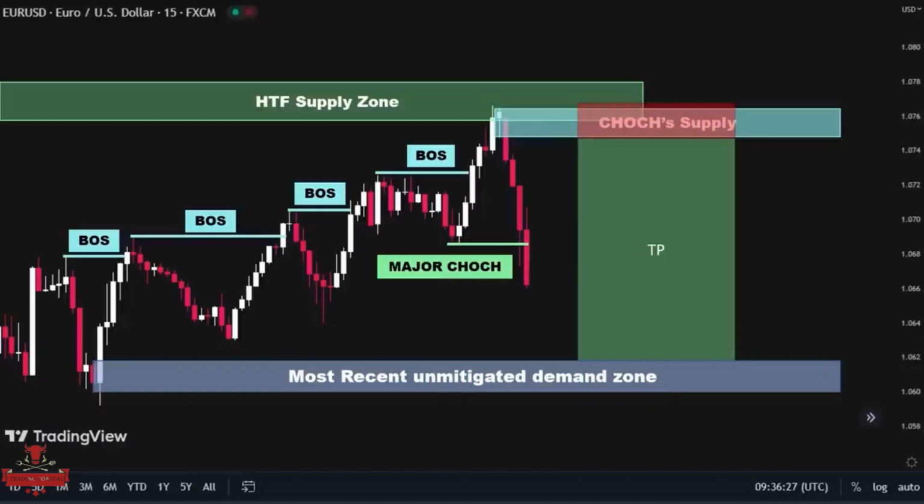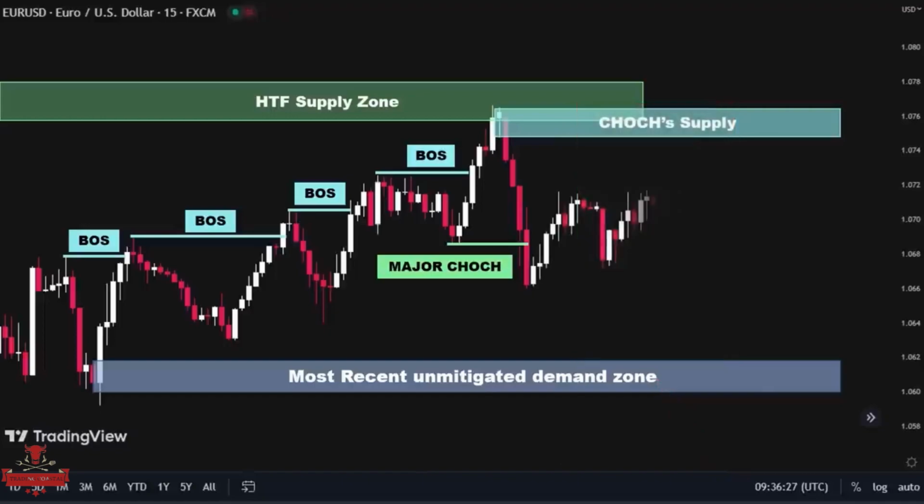As you can see, this zone is the closest unmitigated zone to the current price, so we put our take profit at this zone. Now, all we have to do is wait for the price to activate our sell limit order. So, our take profit is hit by the price.